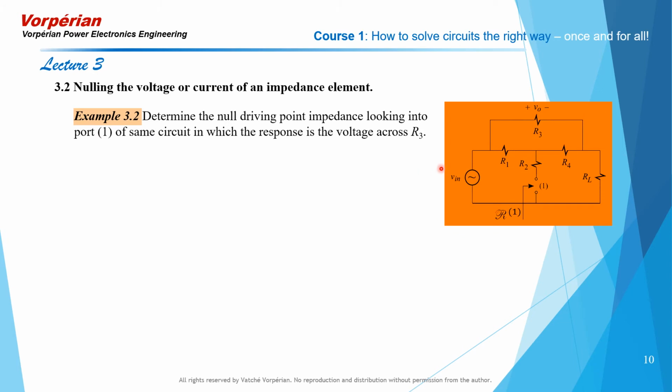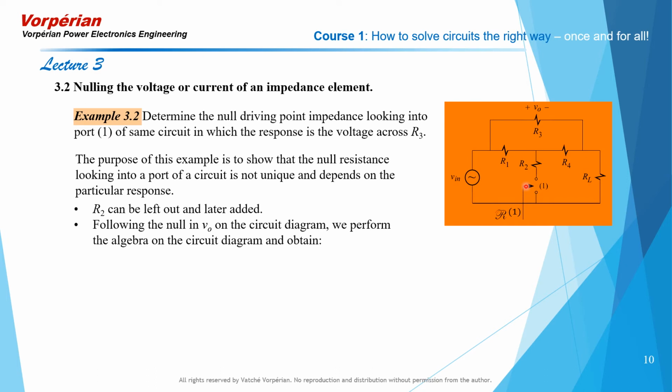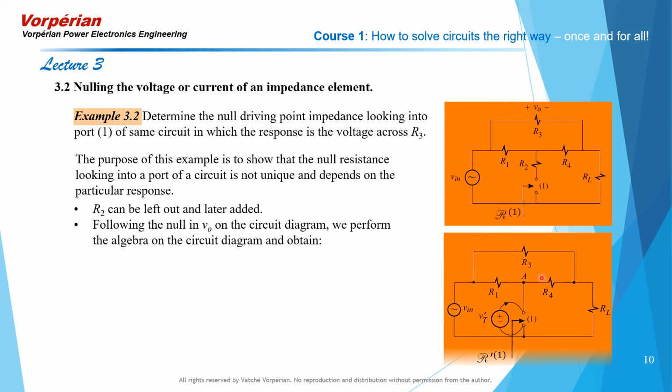And now we're going to null a different response inside this circuit here, which is going to be the voltage across R3, to show you that the expression that you get for the null impedance looking into port 1 is different than the one before. And as usual, when we perform this calculation, we can take R2 out of the picture because it appears directly in series with this calculation here. So we perform the algebra on a simpler circuit with R2 taken out.